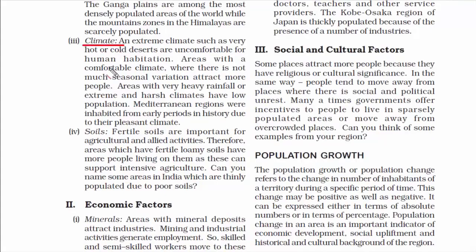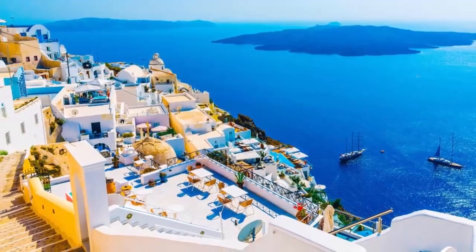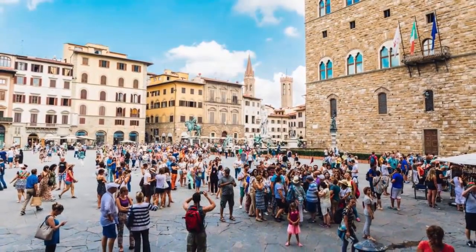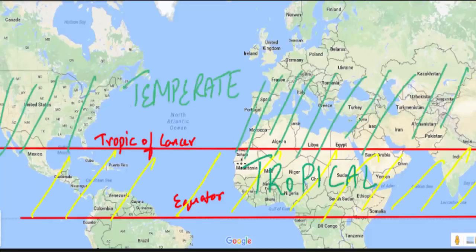And the third one is climate. I want you to just think about this. When choosing a location for your vacation, you would prefer a place with pleasant weather, right? Hence, people don't prefer staying at areas with very heavy rainfall or extreme and harsh climates. One good example is the Mediterranean region. So the countries that surround the Mediterranean Sea are some of the biggest holiday destinations of the world. Countries like Greece, Italy, Spain, all such exotic locations are located in temperate region with pleasant climate. So I hope you understand how much climate plays an important role in population distribution.